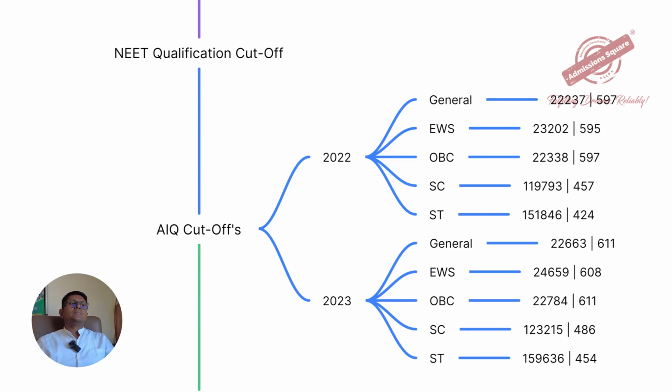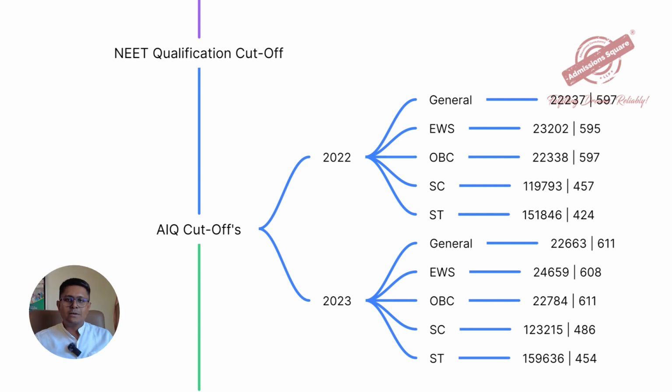Anyway, in 2022 an EWS candidate got a rank of 23,202 with a 599 score. The same EWS candidate for 2023 had to secure 608, and 24,659 was the last cutoff for an EWS candidate, I am talking about the all India quota. Similarly, for OBC the cutoff was 597 in 2022. In 2023 the cutoff increased to 611. So you can see a comparative increase in the cutoff marks.